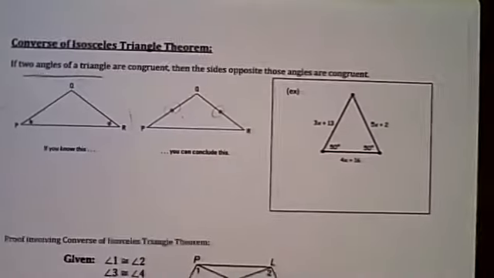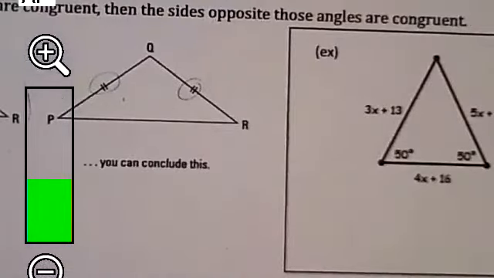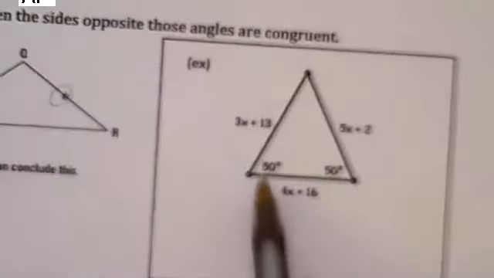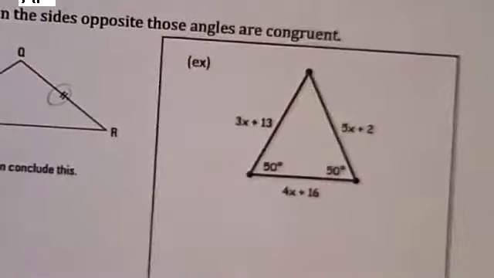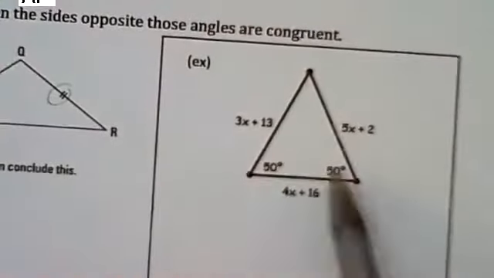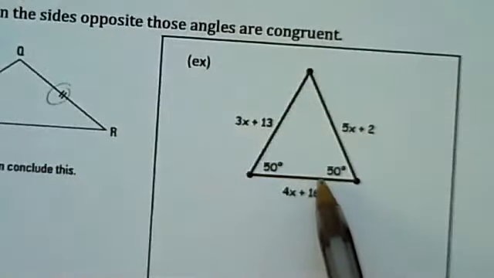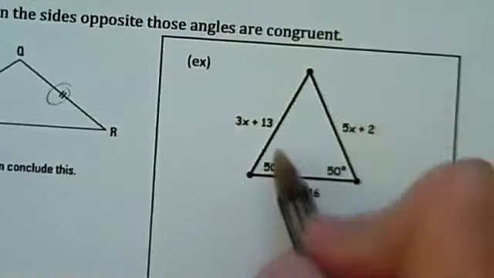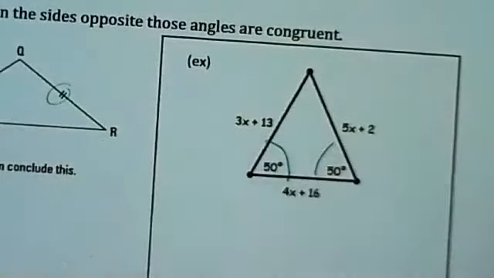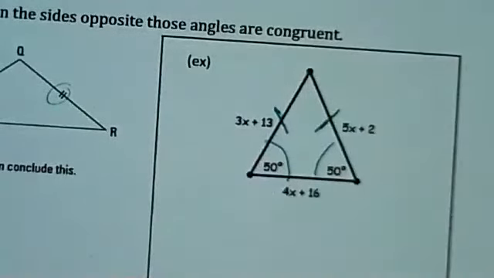An example, if you zoom in here, with algebra would be something like this. Do we see how this is blurry? This is an isosceles triangle, and I know that because these two angles are the same. What is it doing? It keeps trying to focus. Okay, there we go. These two angles are the same. So based on the converse of the isosceles triangle theorem, I could conclude that these two sides are the same. And then I could just set them equal to each other.